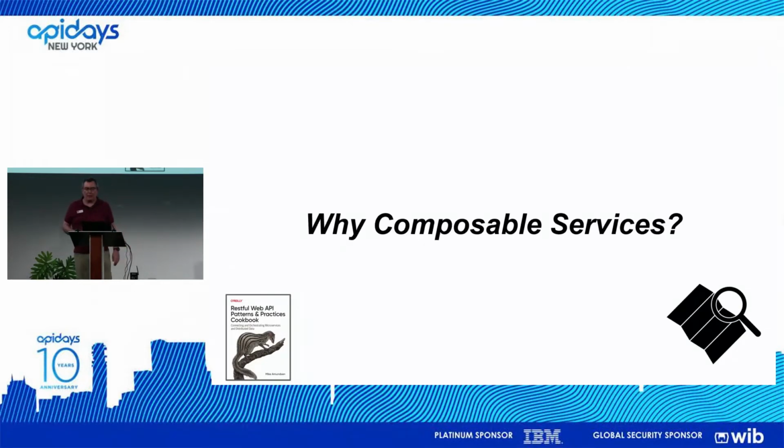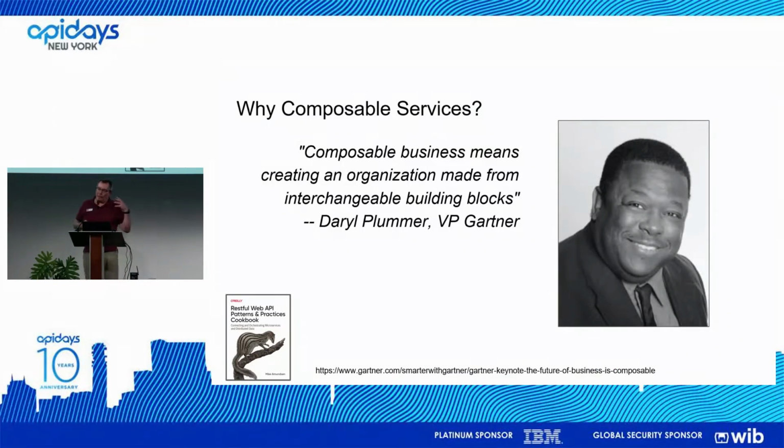Okay, let me back up a little bit. Why do I even want to talk about composable services? It's kind of been the holy grail for a lot of us. APIs, once you get APIs, you can just link them together. Most of us know the truth is I have to custom bespoke code every single API integration, and then if somebody changes it, I'm really in big trouble. I'm trying to avoid that. But here's another big reason why I'm talking about composable services, and this comes from Daryl Plummer at Gartner. He talks about composable business.